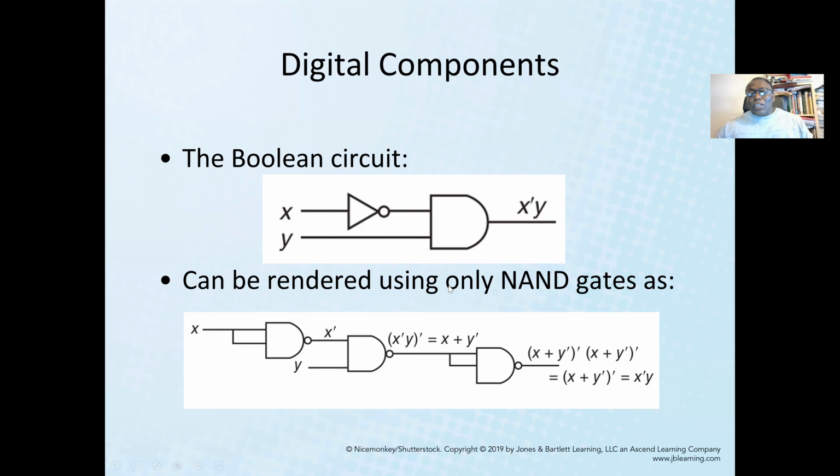This also can be rendered using only NAND gates, but look, the two circuits will give me the same solution, the same output as we can see here. But here you can see that we are using more circuits. How this works, let's go through step by step.